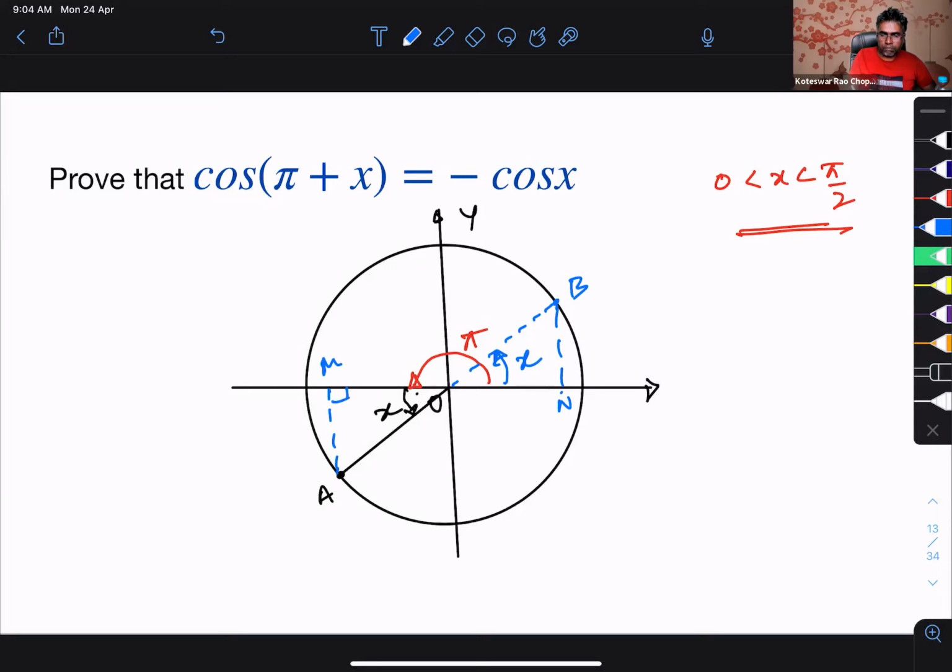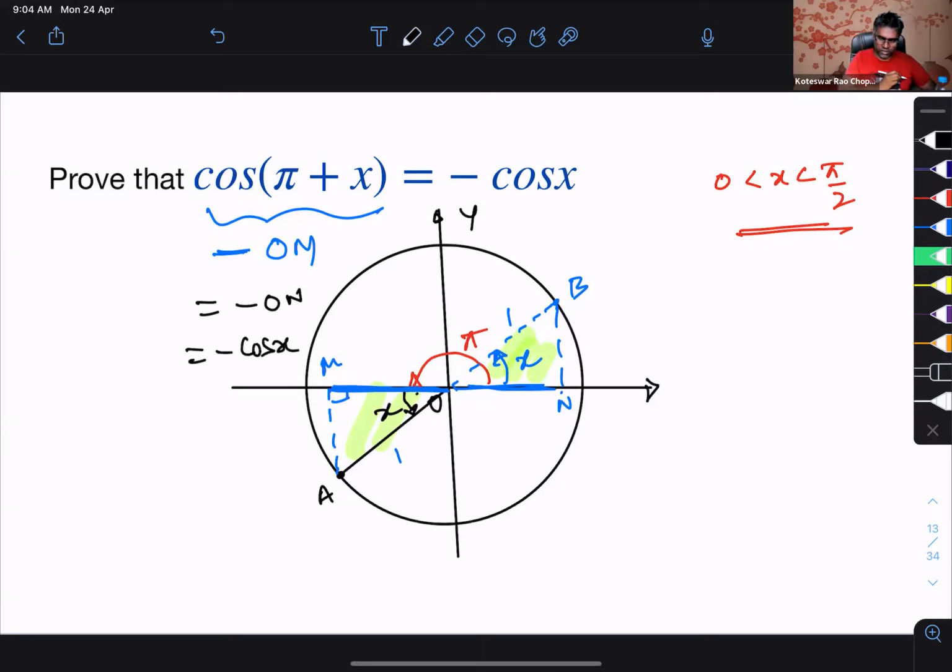Now cos of pi plus X is going to give you OM, but with a negative sign. In this unit circle, OA and OB are equal. So this will become minus OM. Now what is OM? OM is actually ON. These two triangles are actually congruent, easy to show. And then cos X, if you look at the triangle OBN, you get ON. So this is basically minus ON. Now that gives you minus cos X. Okay, so the result is okay.